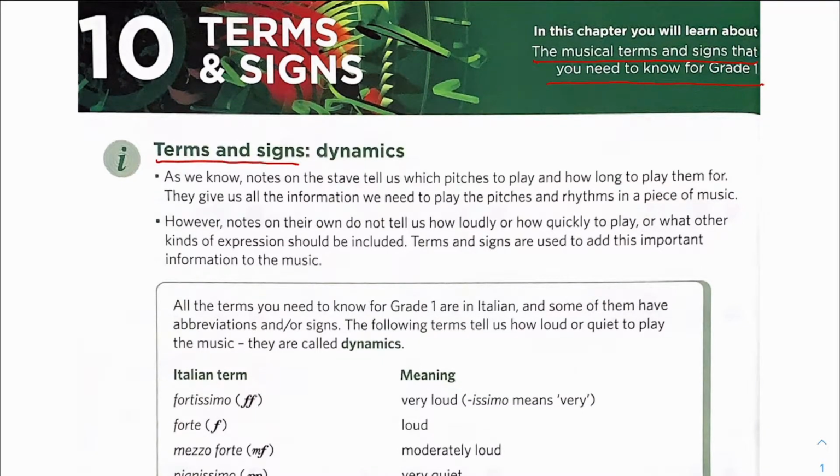Terms and signs. Dynamics. Dynamics means the loud and soft in music. As we know, notes on the staff tell us which pitches to play and how long to play them for. They give us all the information we need to play the pitches and rhythms in a piece of music. However, notes on their own do not tell us how loudly or how quickly to play, or what other kinds of expressions should be included. Terms and signs are used to add this important information to the music.